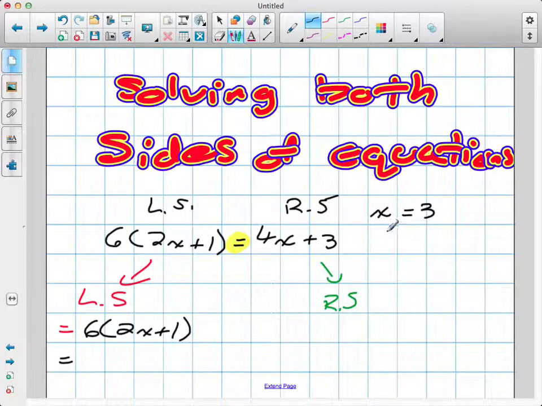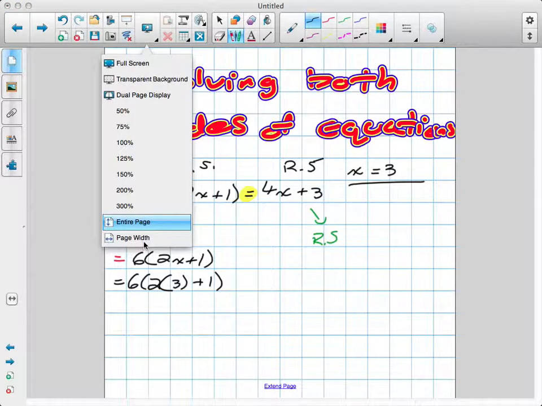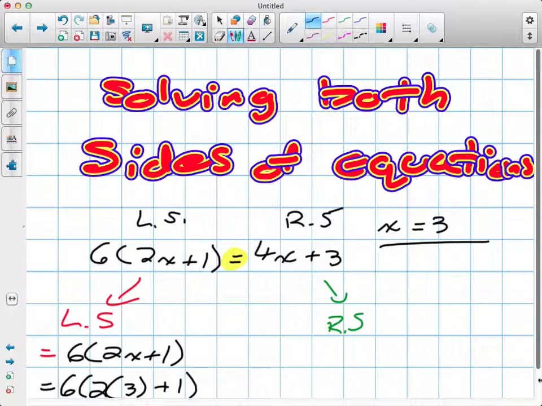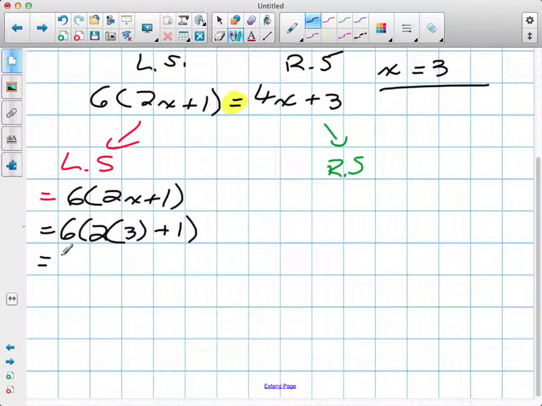We're going to substitute our x is equal to 3 into the equation. That's going to give us 6 times 2. What happens to the x? It becomes a 3. What operation do I have with the 2? Multiplication. Good. So I have 2 times 3 now. Plus 1. Okay? Yeah, I'm going to zoom in for you. There you go. Okay? So now we're going to deal with that.